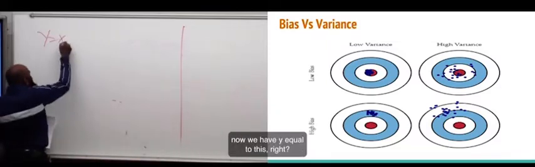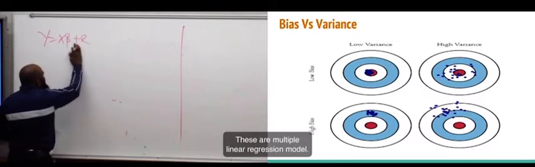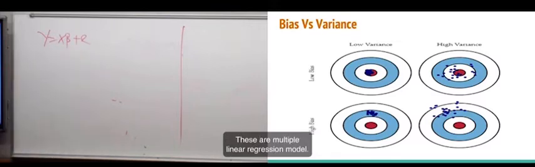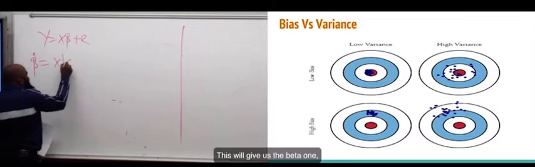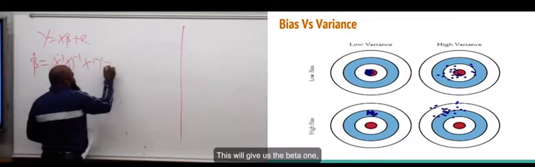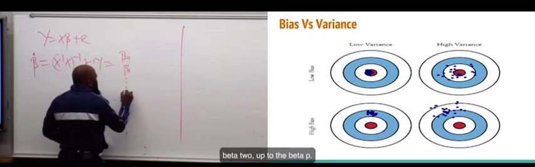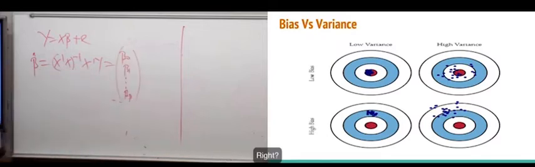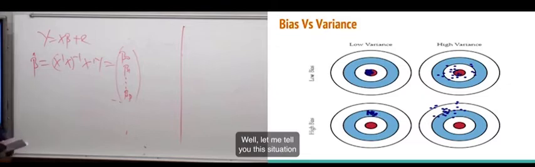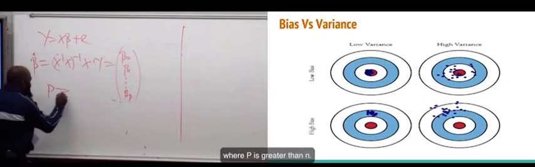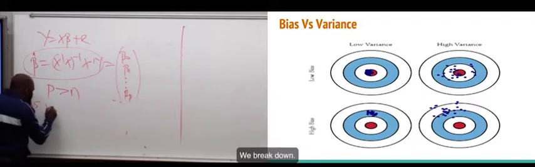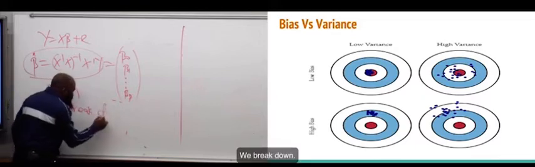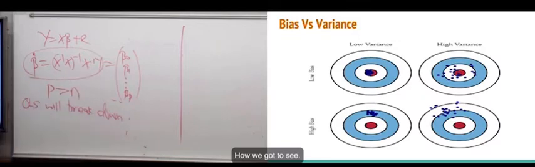We have y equal to this, right? This is our multiple linear regression model. What is the result? Finding this will give us beta 1, beta 2, up to beta p, right? But let me tell you this. In a situation where P is greater than N, this is going to break down. OLS will break down. How? We're going to see now.